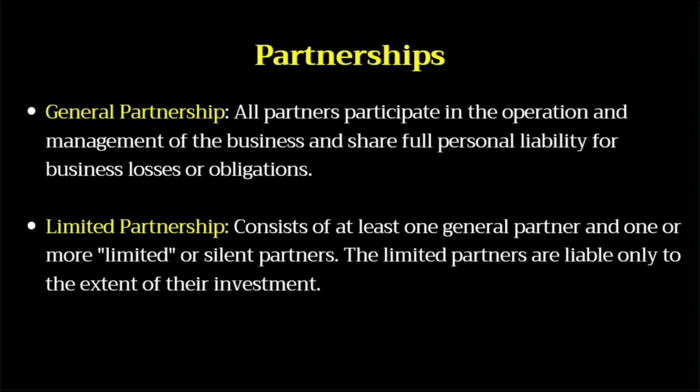Finally, we have partnerships. In a general partnership, all partners participate in the daily operations and share full personal liability for all business losses. A limited partnership consists of at least one general partner and one or more limited or silent partners. These silent partners are only liable up to the amount of their investment, protecting their personal assets from business debts. So if a general partner gets sued for 1 million and only has 500K, the partner's personal cars and bank accounts are at risk. In a limited partnership, the silent partner only loses what they put in.